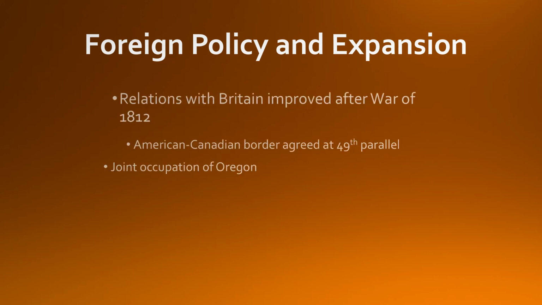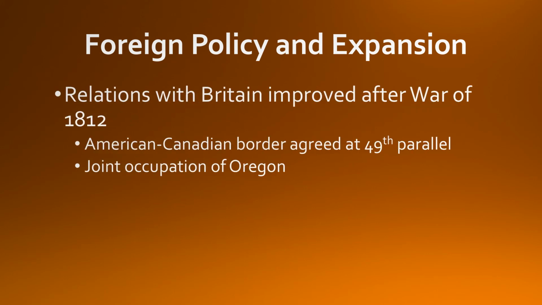First off, after the War of 1812, relations with Britain vastly improved. We agreed to less naval presence on the Great Lakes with the Rush-Bagot Treaty in 1817, and with the Convention of 1818, we agreed to fix the border between the United States and Canada at the 49th parallel through the Rocky Mountains. We also agreed to a 10-year joint occupation of the Oregon Country in the far west.